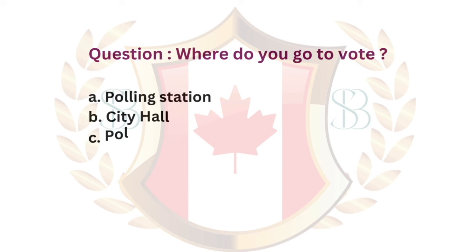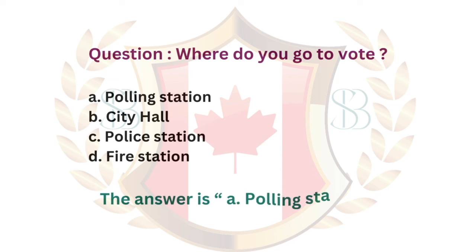Question. Where do you go to vote? A. Polling station. B. City hall. C. Police station. D. Fire station. The answer is A. Polling station.